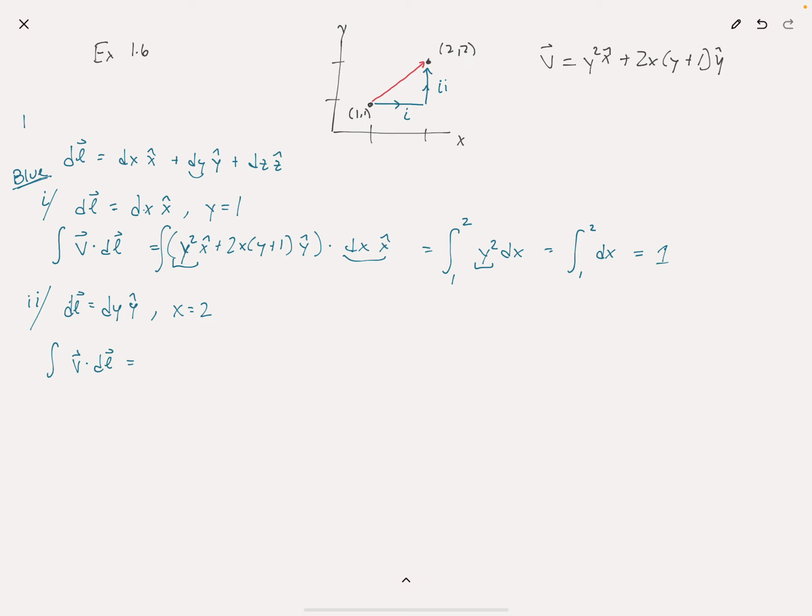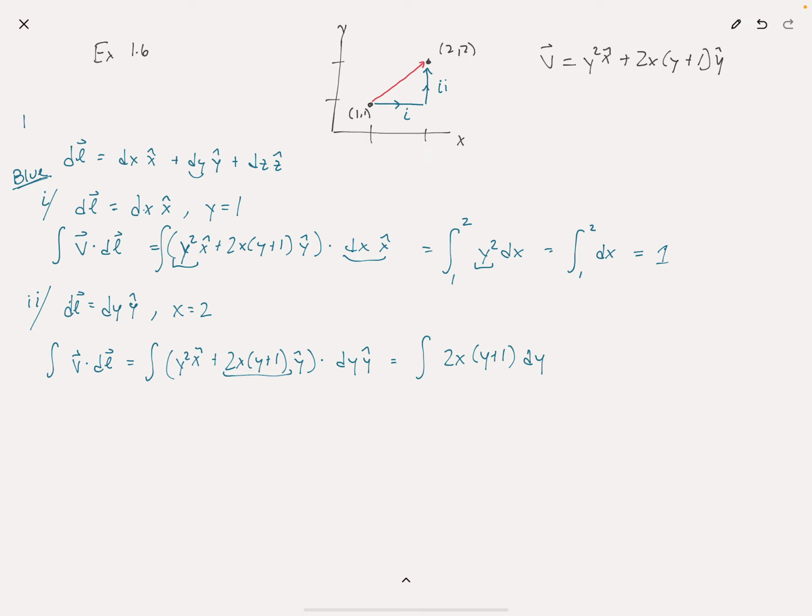My bounds, let's do the next step first. My integral is going to be (y squared x hat plus (2xy plus 1) y hat) dotted with dl. dl is just dy in the y hat direction, so I'm going to pick up this component of my dot product, and I'm left with (2xy plus 1) dy.